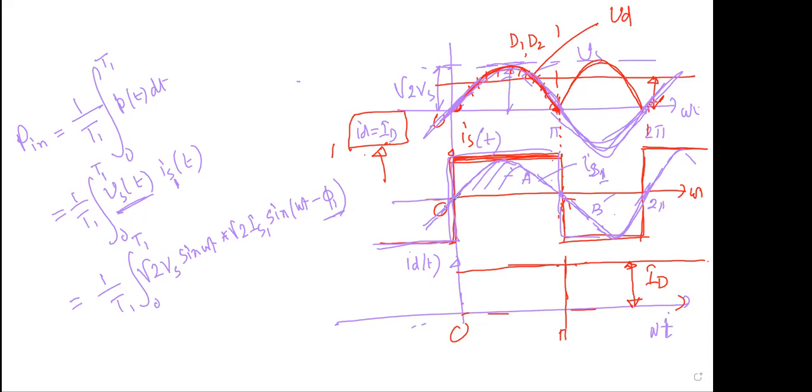Here, what is our phase angle? 0, right? You are correct. So if you complete this equation, then you will get Vs IS1 cosine of phi 1. Okay, this is your input power.